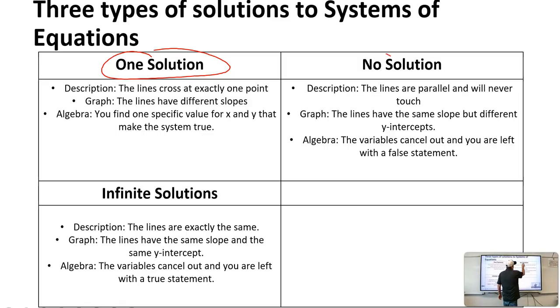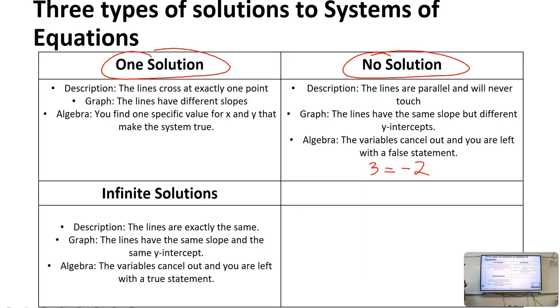You know you're going to get no solution if the lines are parallel and never touch. Graphically, you could say the lines have the same slope, but different y-intercepts. And algebraically, you're going to get variables that cancel out, and you're left with a false statement. What that means is in the end, you're going to get something like 3 equals negative 2 after you try to solve for x and y. And we know that's not true, which means there would be no solution.